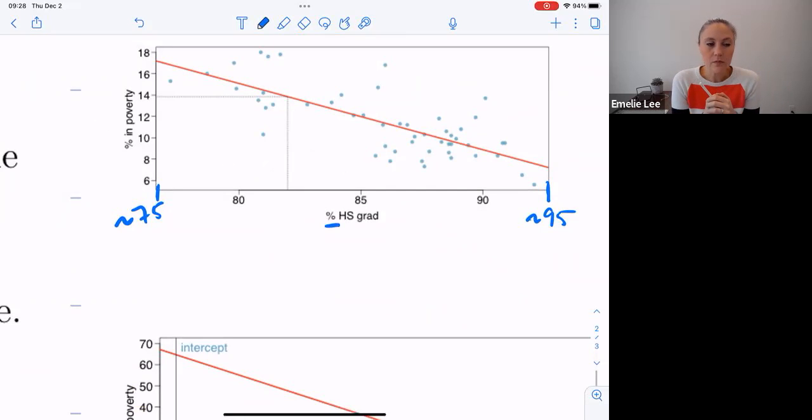There. Okay, so now we're allowed to use this line, and we feel comfortable using this line, and that's what we're going to do. We're going to use this line, but we should restrict our predictions to stay within 75 and 95%. Now, going back to the definition of the intercept, the intercept is the predicted value of y. So in this case, it's going to be the predicted percentage in poverty when x is 0. But notice that 0 is not within our range here.